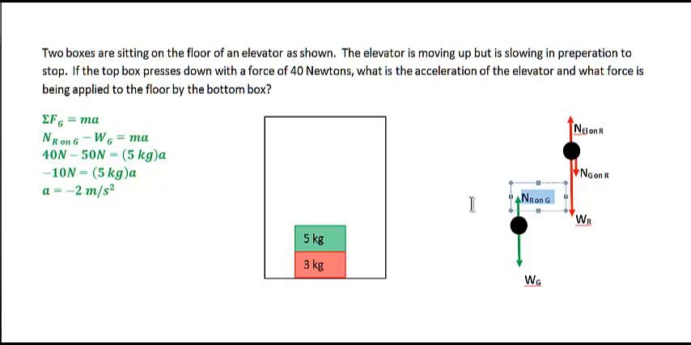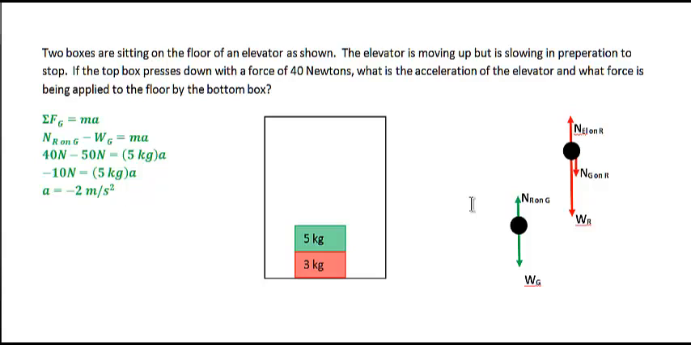And so the problem said it was slowing, ready to stop. Well, if you're moving up and you're slowing, that's an acceleration backwards, downward as a matter of fact. So the acceleration came out to negative 2 meters per second squared. Okay, we were asked to find two things. The acceleration of the elevator, we did that, and now the force being applied to the floor by the bottom box. Well, the same thing.